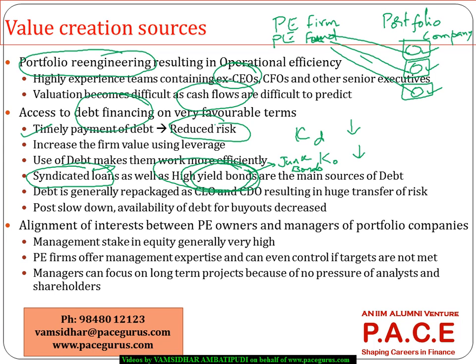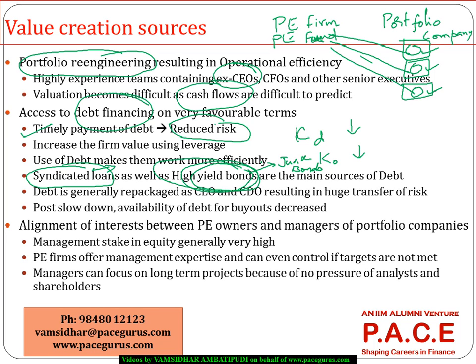both of these, whether it is a syndicated loan or a high yield bond, both of them are secured in the way they are repackaged to create either a collateralized loan obligation, CLO, or collateralized debt obligation, CDO, resulting in a huge transfer of risk to third party special purpose vehicles. So from that dimension also, though they issue the loans, or the bonds, or raise the loan, they are highly secured. So which means they can access the capital quite comfortably.